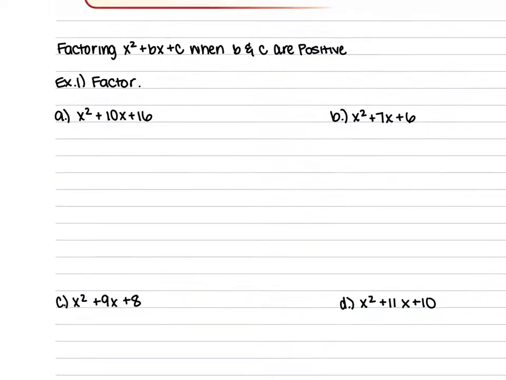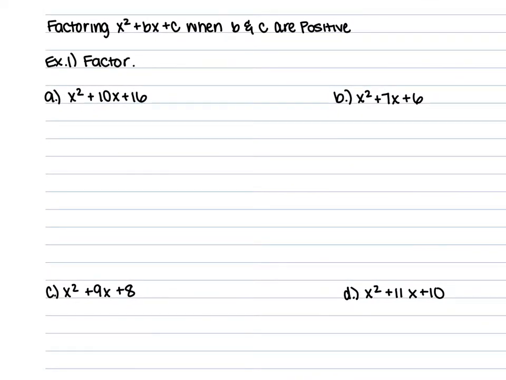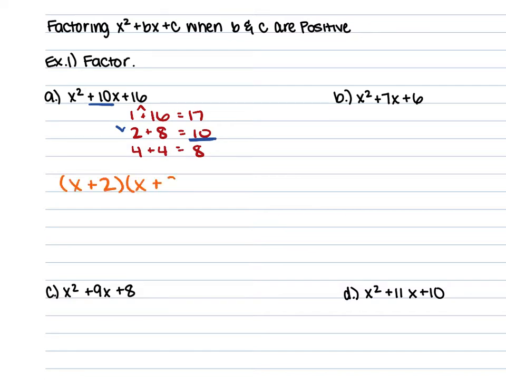So like with example A, we have that 16. 16 is 1 and 16, 2 and 8, 4 and 4. If we added these, because they will both have the same signs, we're going to have 17, 10, and 8. We're looking for the 10. So that 10 we see by doing 2 plus 8. So this is going to factor out to be x plus 2 times x plus 8.